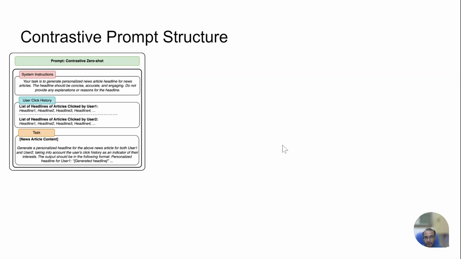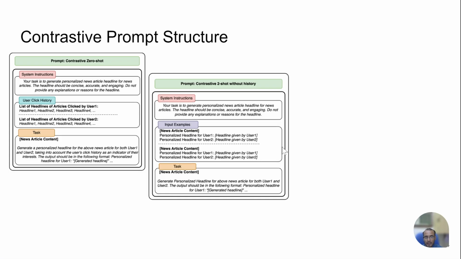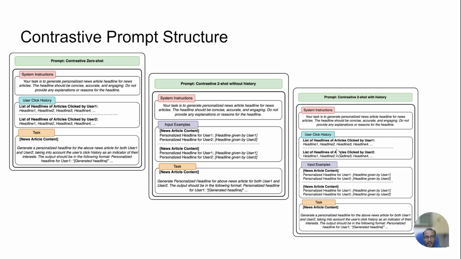The contrastive version of these would be where, in zero shot, you provide multiple user histories as a contrast to each other, so that it makes it very explicit to the LLM how they differ. The same thing goes for without history, where you do the same thing for the expected summaries, but not the history. And then you combine them both.